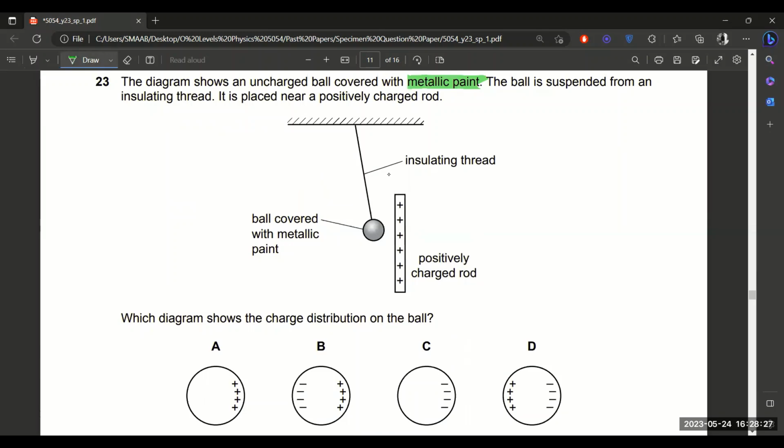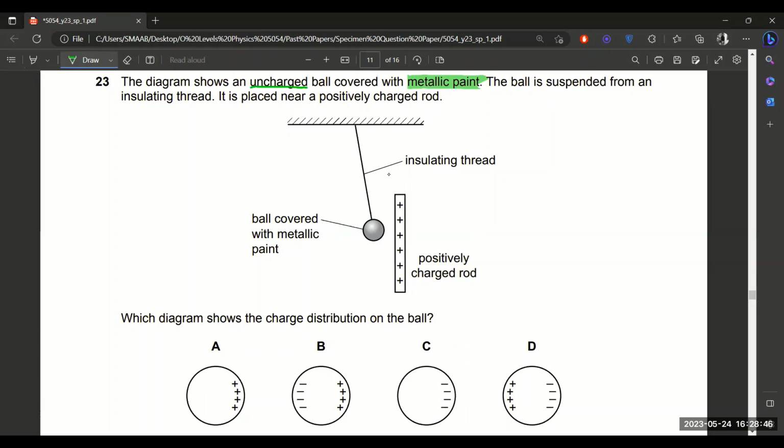It is placed near a positively charged rod. So the rod is positively charged. Which diagram shows the charge distribution on the ball? We need to find out the right distribution. We know that the ball is uncharged, which means there are equal numbers of positive and negative charges on the ball.